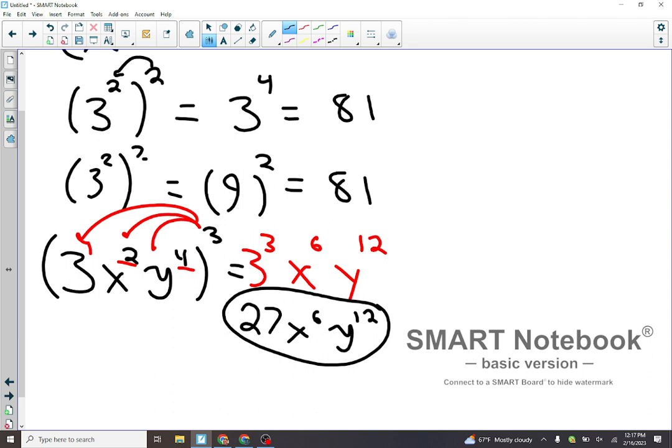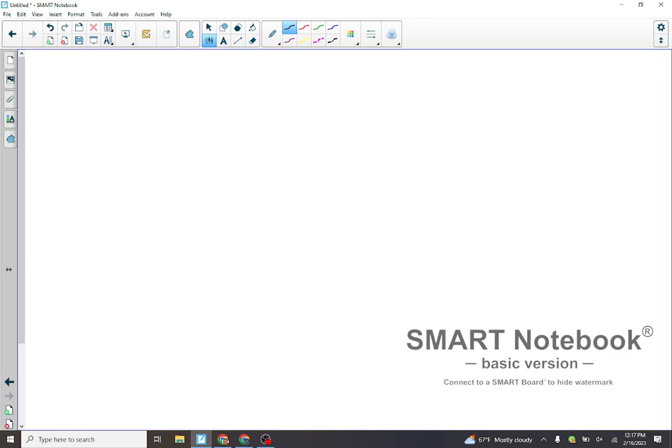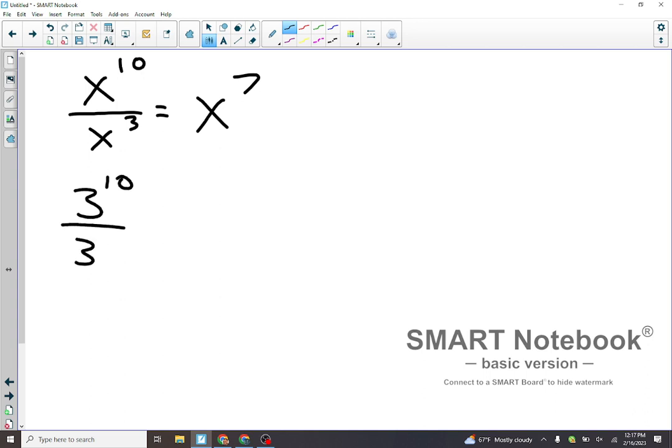Next rule we learned is that division is subtraction. So x to the 10 divided by x to the third, that means this is going to be x to the 7. Okay? Because when we divide, we subtract. That also works for normal numbers. 3 to the 10th power divided by 3 to the 7th power, you divide the exponents only, which means you subtract the exponents. You do not change the actual number. So this is 3 to the 10 minus 7. Yep, 10 minus 7, which is 3.